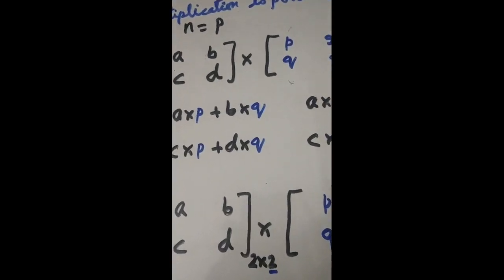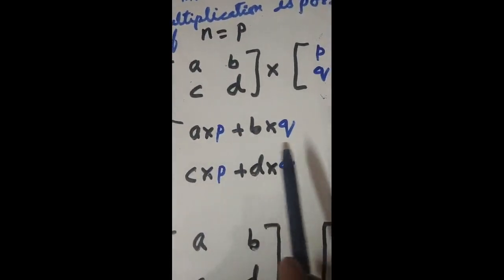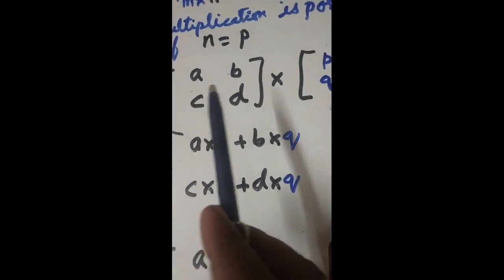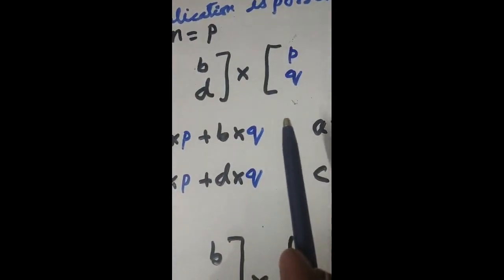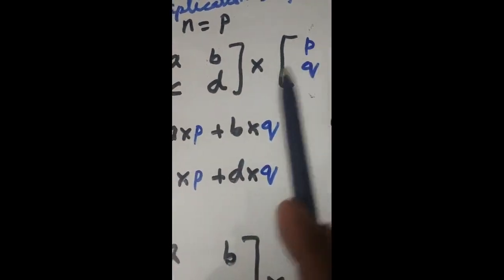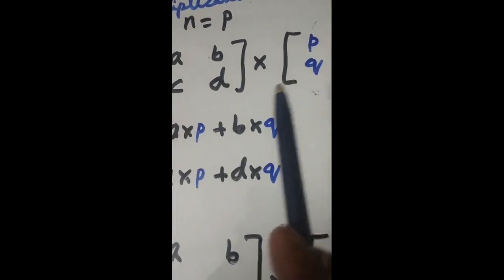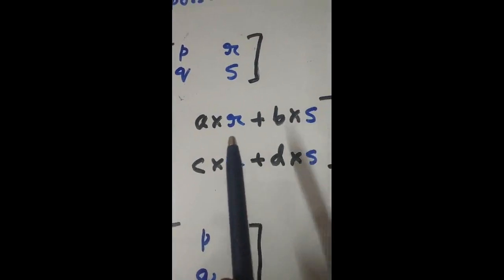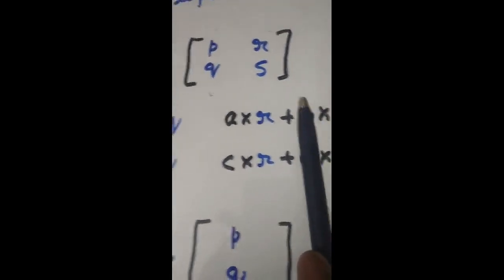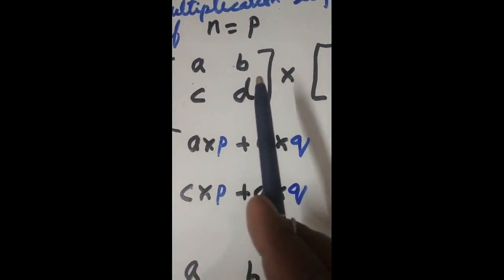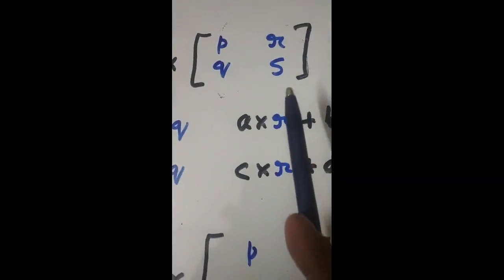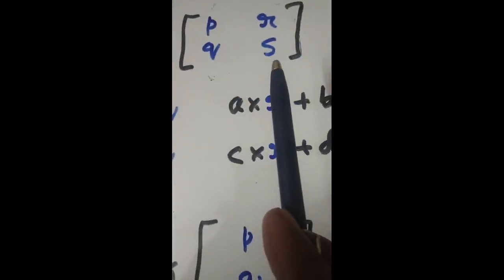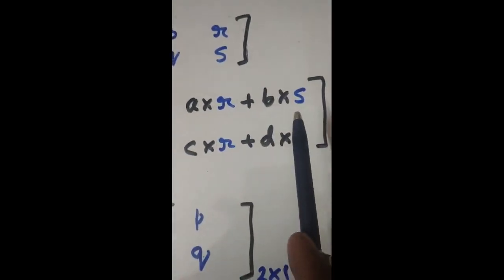Okay. So the first place is the first row and first column. So the first row A and B will be multiplied with the first column P and Q. So A into P is AP and B into Q is BQ. Between them there will be a plus sign. Then this location is first row second column. So the first row will be multiplied with the second column R and S. So A multiplied with R plus B multiplied with S, you get this place value.